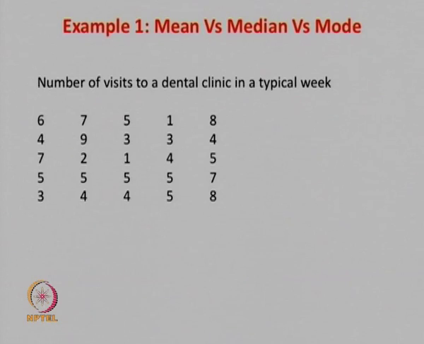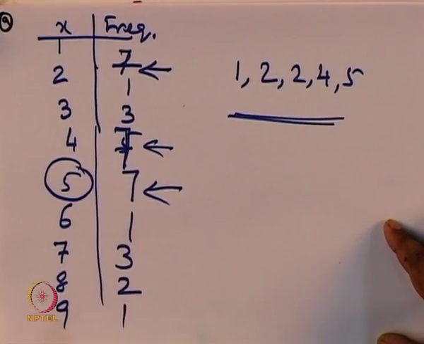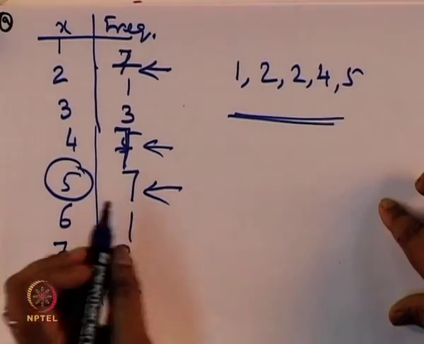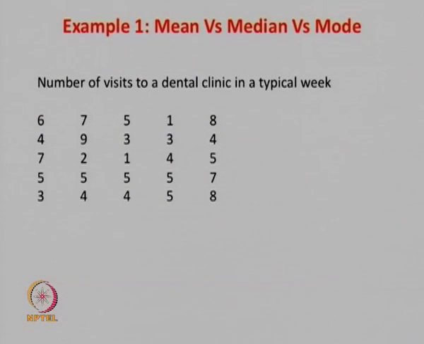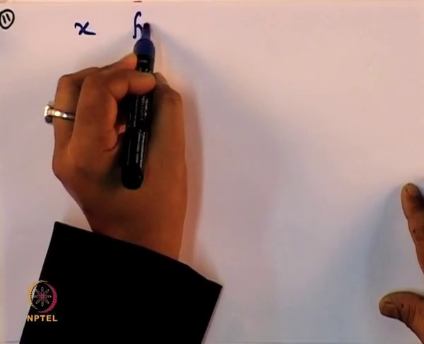Okay. So, let us again come to this particular example, the number of visits to a dental clinic in a typical week. I had calculated that frequency distribution earlier. Let me rewrite it. Okay, so I have x and I have frequency.